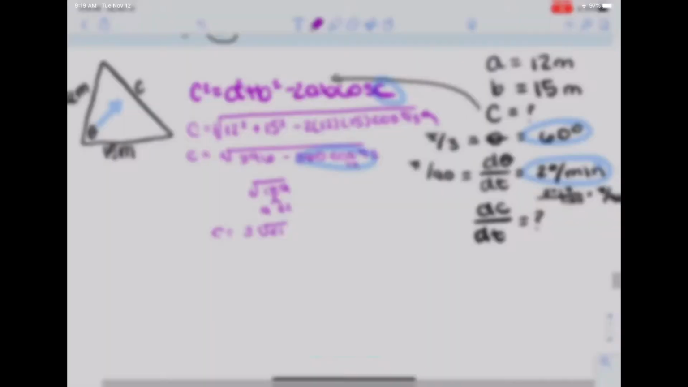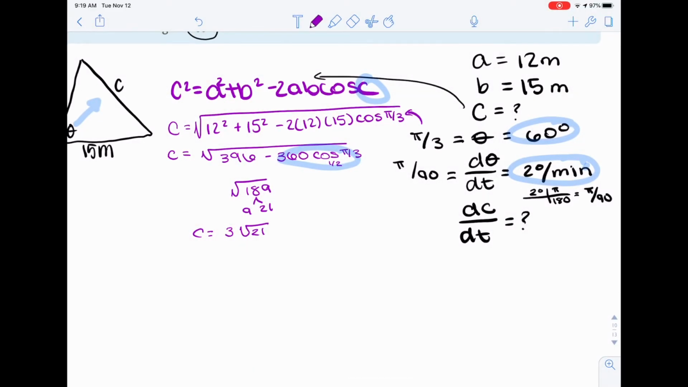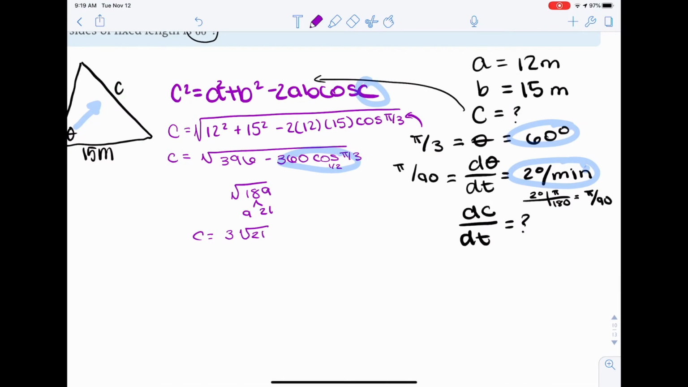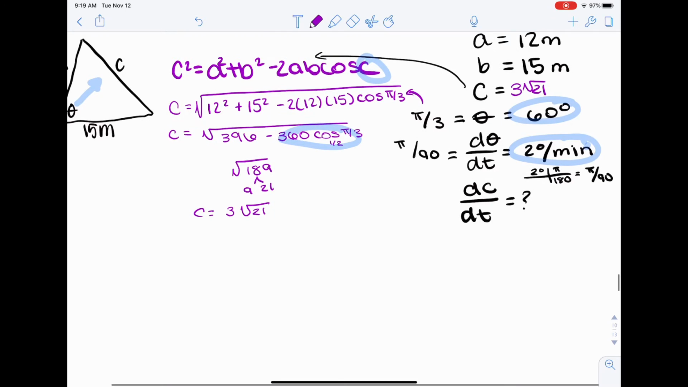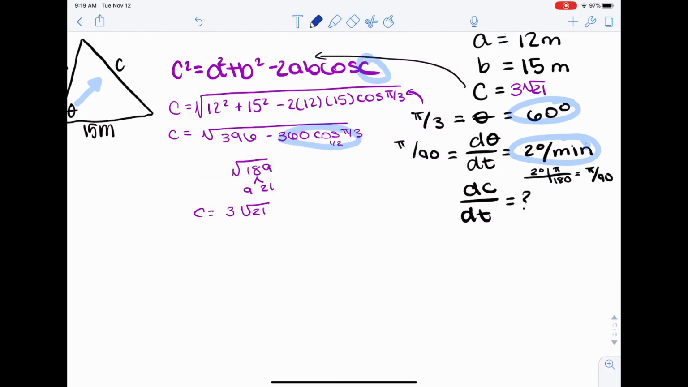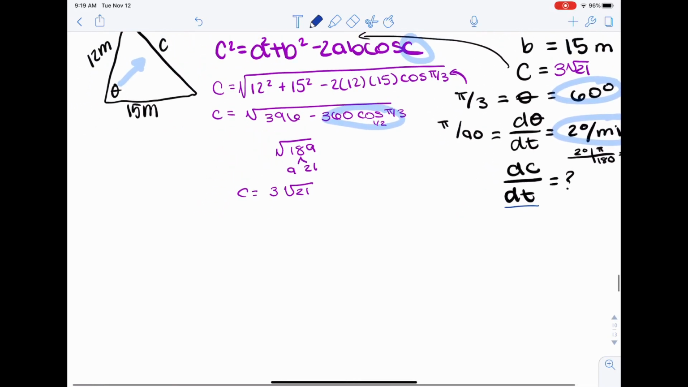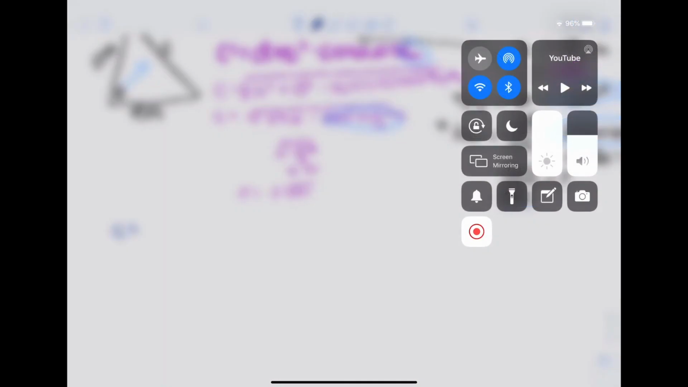So we can go ahead and erase this question mark and now replace it with 3 square root of 21. So now we have to figure out, let's do it in dark blue. We've got to figure out dc dt. So to do that, we're going to use the law of cosines.